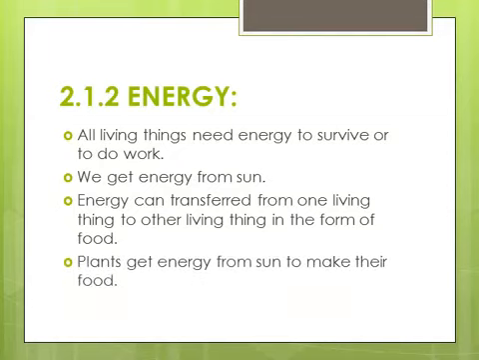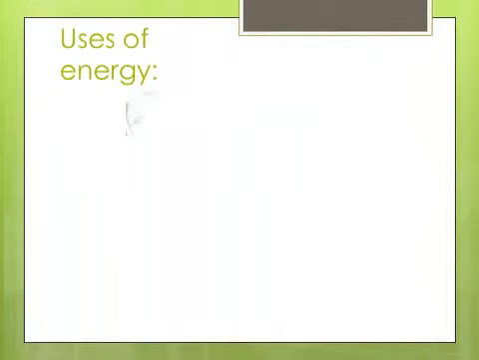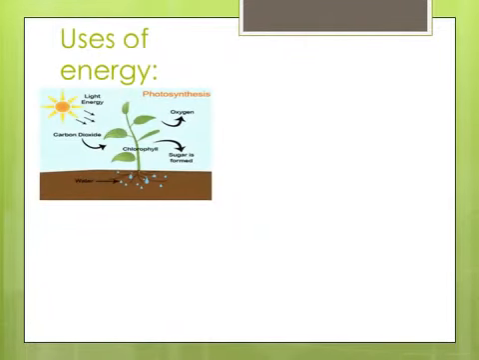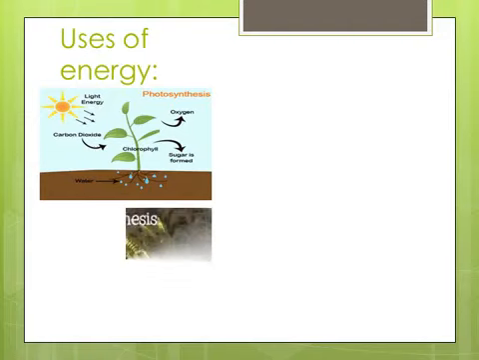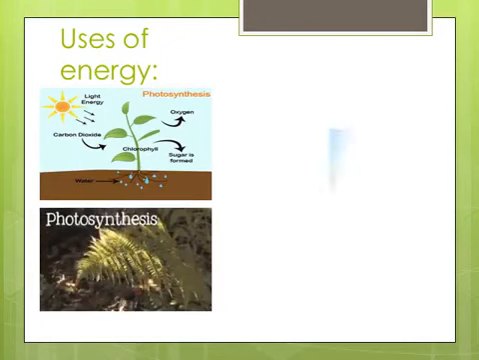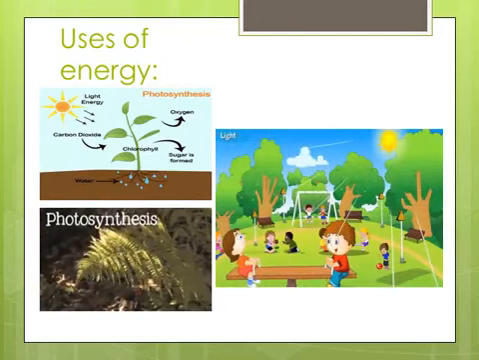Plants get energy from the sun to make their food. Plants use sunlight to make their food through the process of photosynthesis. We human beings also use the energy of sunlight to do our different types of work.